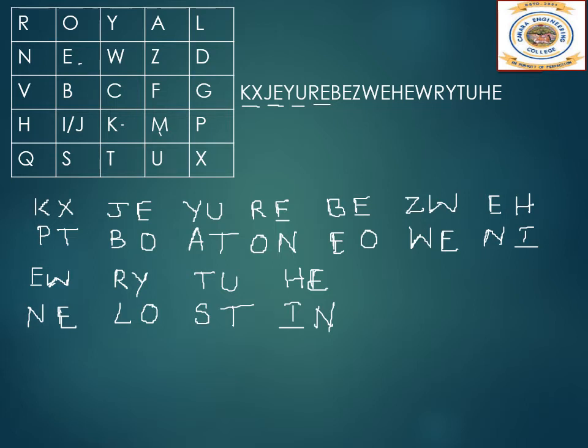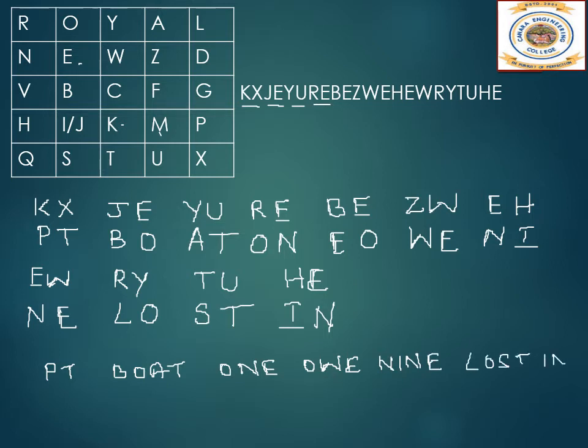So here we got it as boat lost in. This is the decryption. This is the plain text we got after the decryption process using Playfair Cipher.